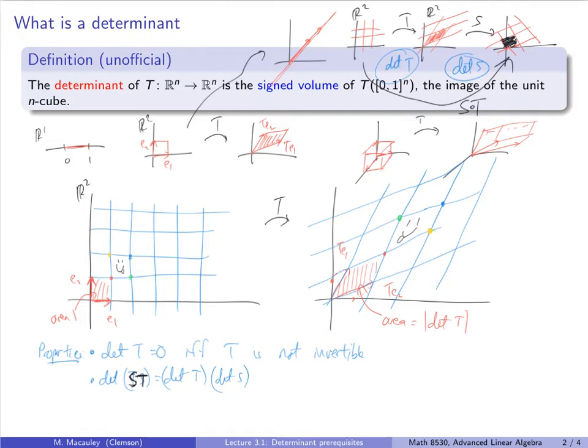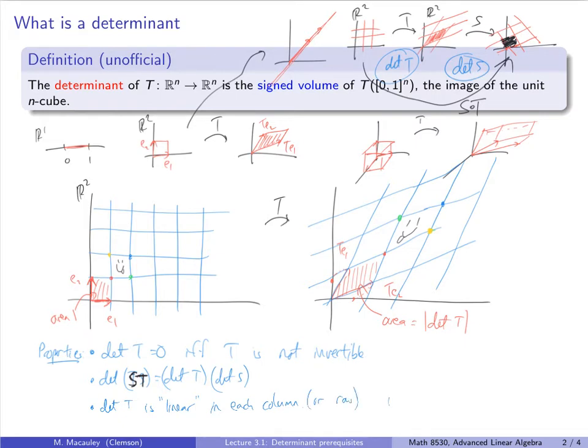And the reflections take this into account as well. Okay, so that's the second one. And finally, the last one that I want to say is that the determinant of T is linear in each column. Now, what do I mean by this, or row.